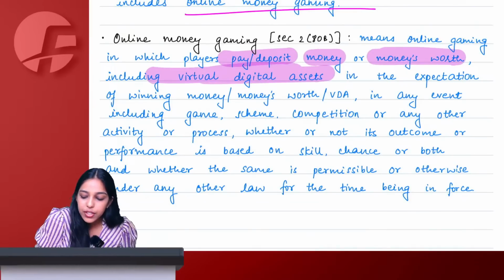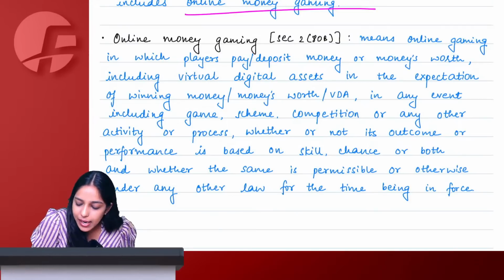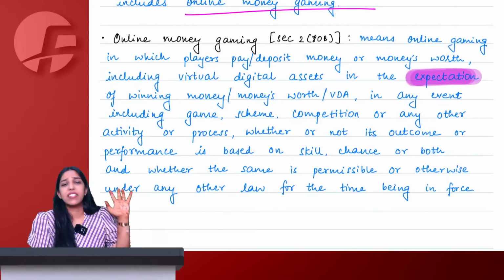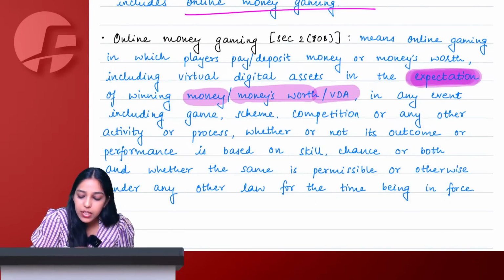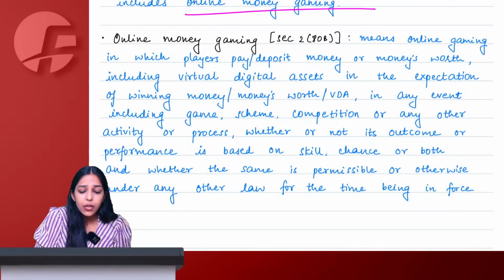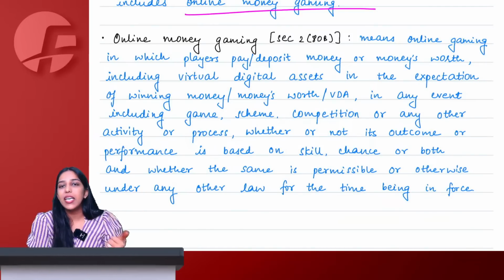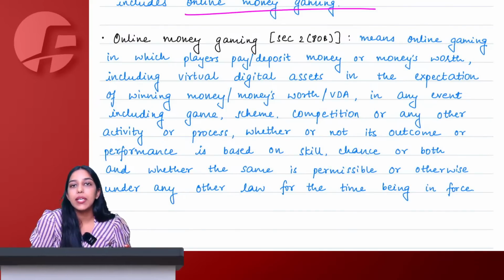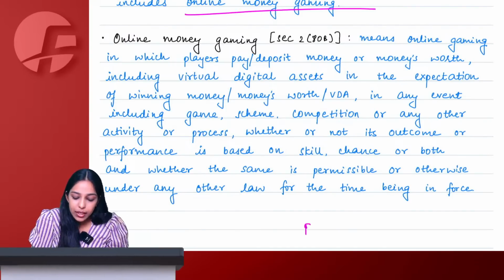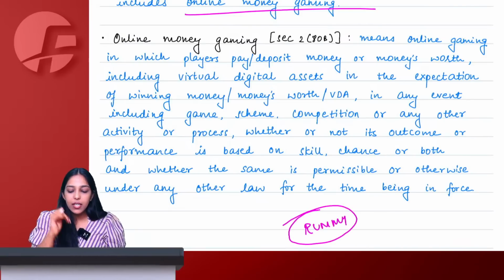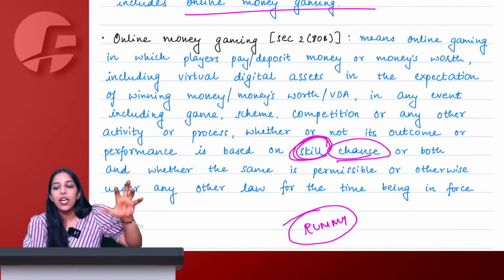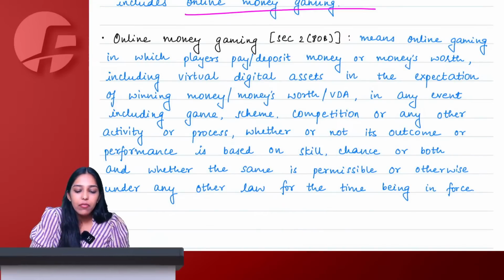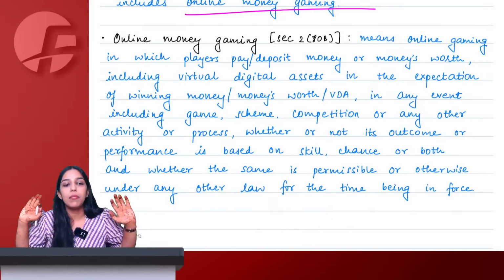money's worth or virtual digital asset, why? Because he is in an expectation. Now expectations always kill, but it's okay. In an expectation of winning some more money's worth or virtual digital asset. Now you might name your event as a game, scheme, competition, activity, process, anything. For the government, it is all online money gaming only. Like someone might argue, ma'am, to play rummy you actually need a skill. It is not simply a game of chance, or it includes skill and chance both. Doesn't matter. The government says everything is equal for us and everything is online money gaming for us.